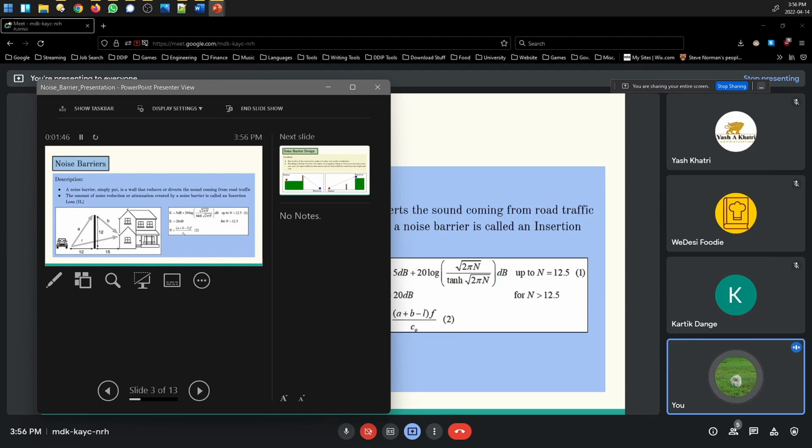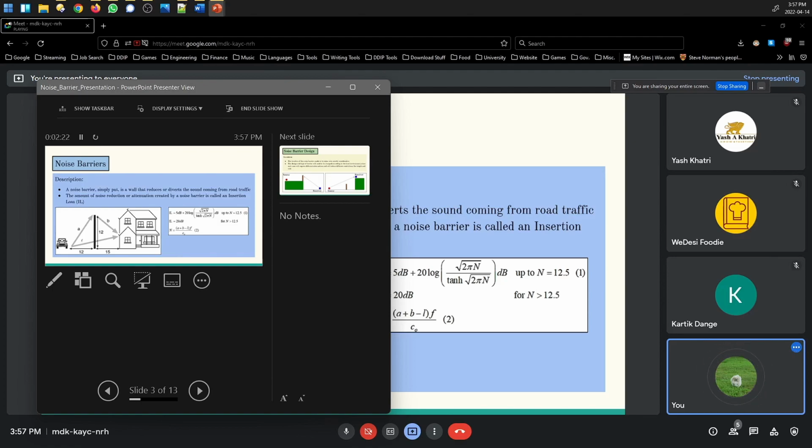It is basically a wall that reduces or diverts the sound coming from road traffic, and the amount of noise reduction or attenuation created by a barrier is called the insertion loss. The formulas on the right show that this particular noise barrier that is placed 12 meters from the road and 15 meters from the neighborhood will reduce the sound levels by about 20 decibels, which is a really large amount.